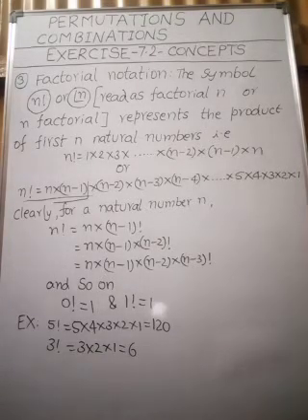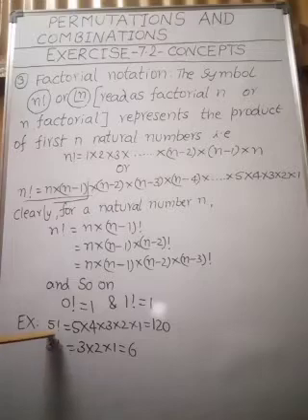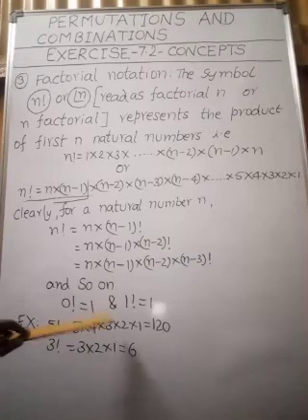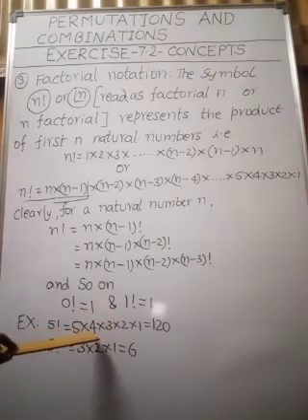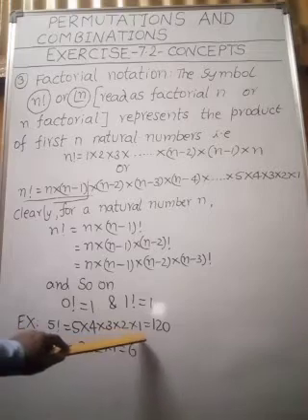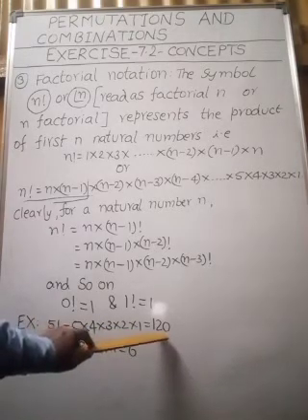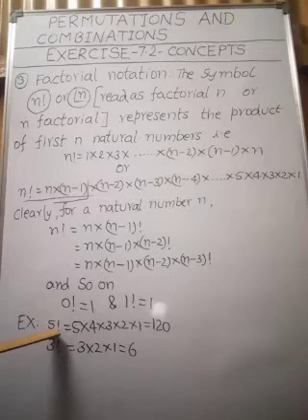Okay, my children. For example, if you want to find the value of 5 factorial, we start with 5 and write the natural numbers in the descending order starting from 5. So 5 into 4 into 3 into 2 into 1. The product of all these 5 numbers is equal to 120. This number is the value of 5 factorial. Understood this point, my children?